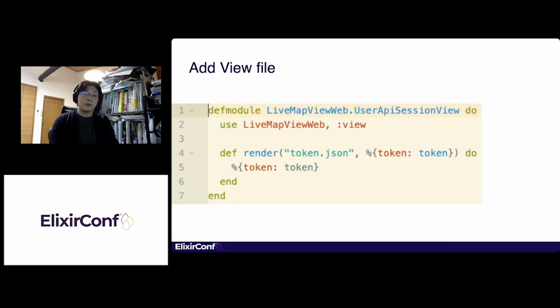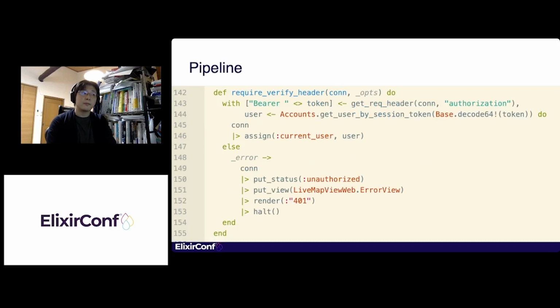Add the view file. I'll just add the token. Pipeline: add a pipeline to the user.ex file. Get the authorization parameter from the header. Pattern match on bearer and token. Get the user by token and assign the user.